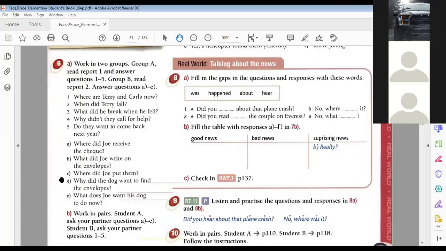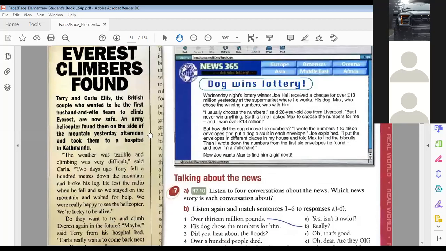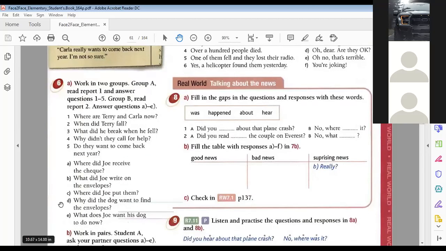Selma, question C. Where did Joe put them? Where did Joe put the envelopes? In the different places. Correct. In his house. Excellent. He put them in different places in his house. Very nice.